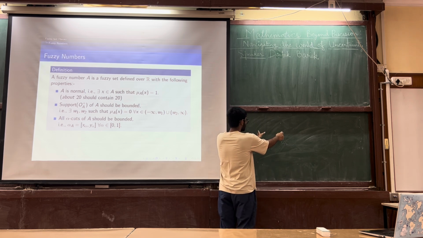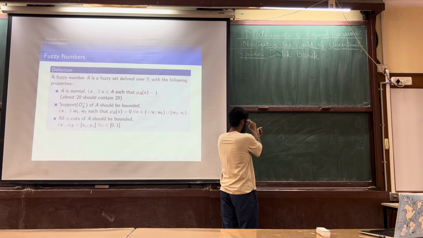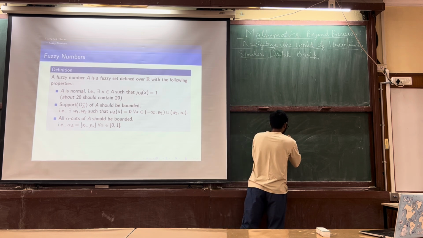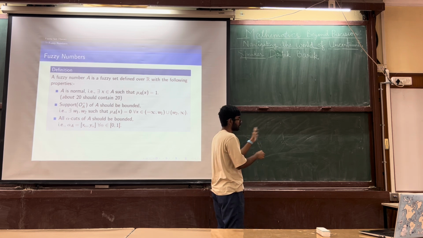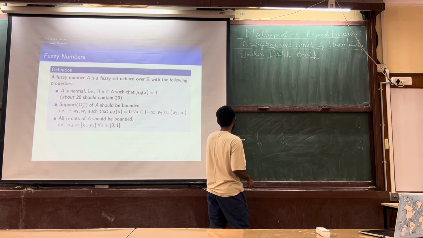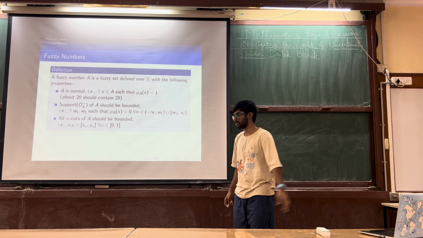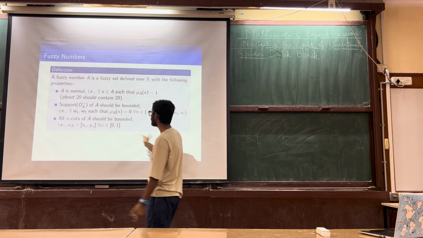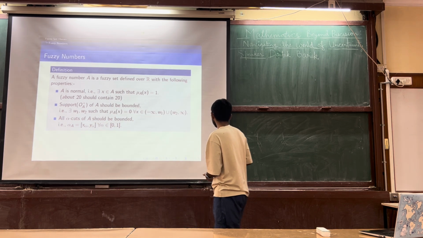So all the members between W1 and W2 have some positive membership values, and the members which do not lie here have membership values of 0. So all the members from minus infinity to W1 and from W2 to plus infinity have membership values of 0. And all alpha cuts of A should be bounded. Okay, I said closed. It is bounded also over here.